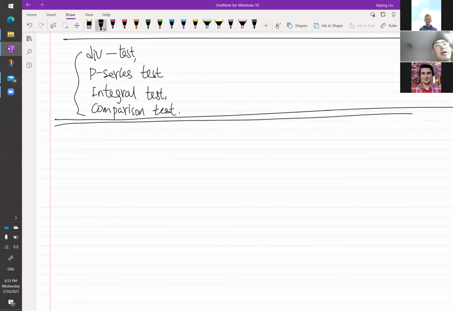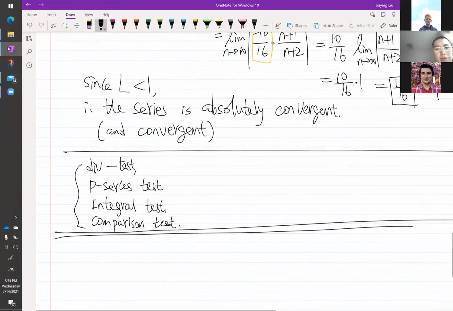All right, so the next part is the last test that we're going to talk about in this class. It's not that difficult to apply. It's easy to apply, just like the ratio test. Let me just write it down and go over 1 or 2 examples, and then I will stop there.